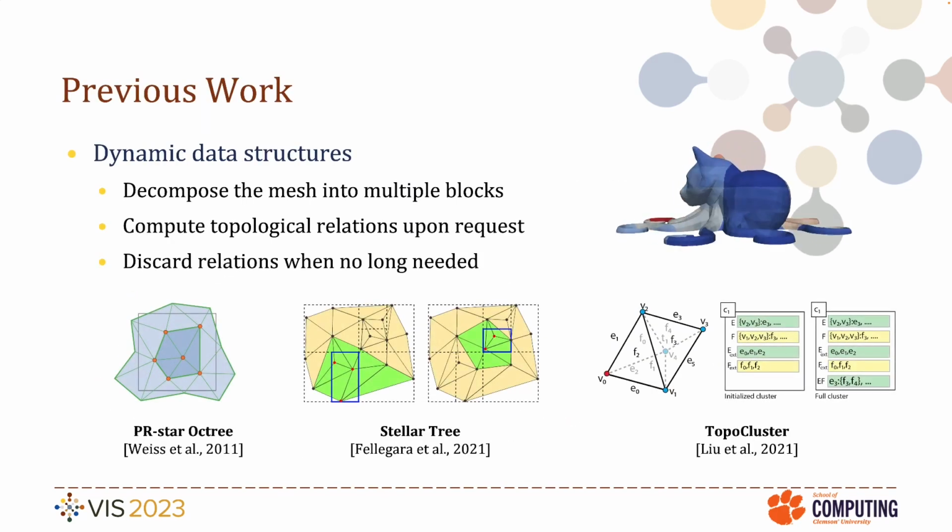Some dynamic data structures have been proposed to solve the issue of running topological algorithms on large unstructured meshes. They decompose the mesh into multiple blocks, for example, the octopus cat dataset on the right side. They compute the topological relations upon request and discard these relations when no longer needed. Examples include the PR star tree proposed by Weiss et al., the stellar tree proposed by Fellegara et al., and the tuple cluster proposed by Liu et al.